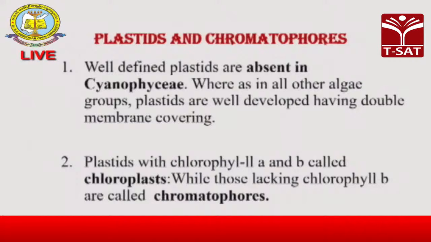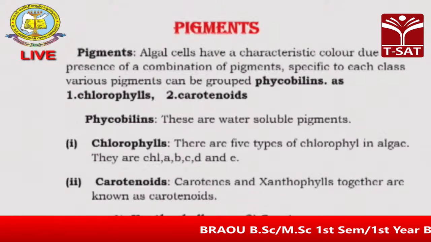Well-defined plastids are absent in the Cyanophyceae. Already I told you the Cyanophyceae organisms are called cyanobacteria because they are the blue-green algae. Here you can see the important components: the majority are chlorophylls as well as phycobilins and carotenoids. Phycobilins are the water-soluble components.